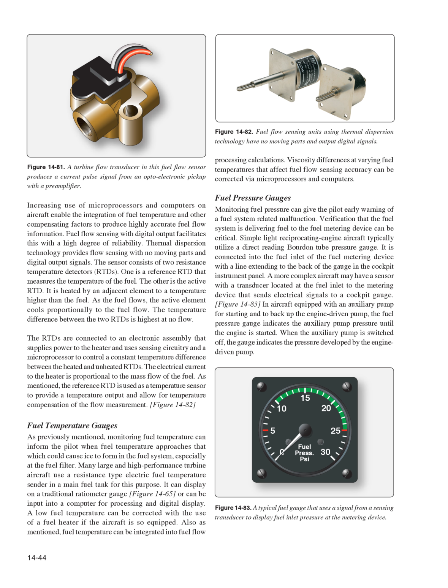As previously mentioned, monitoring fuel temperature can inform the pilot when fuel temperature approaches that which could cause ice to form in the fuel system, especially at the fuel filter. Many large and high-performance turbine aircraft use a resistance-type electric fuel temperature sender in a main fuel tank for this purpose. It can display on a traditional ratiometer gauge, figure 1465, or can be input into a computer for processing and digital display.